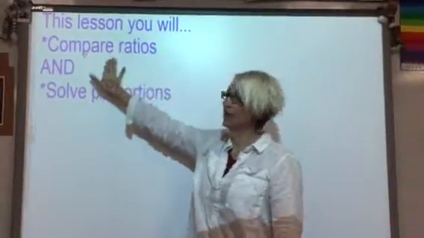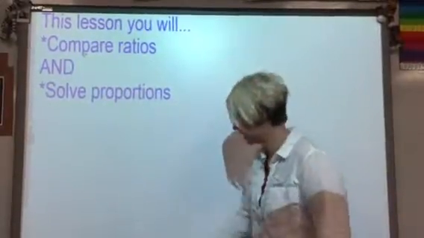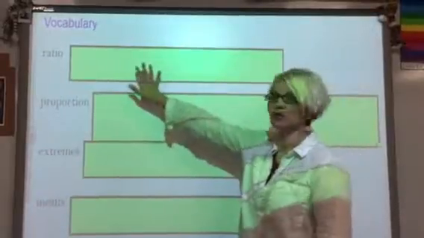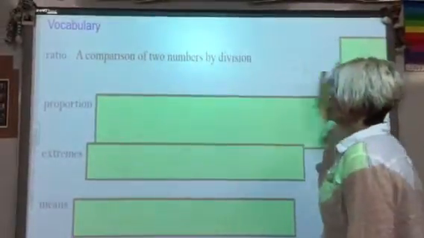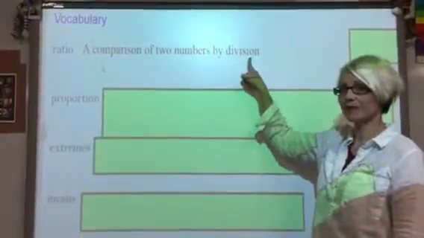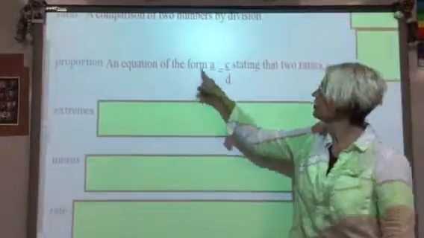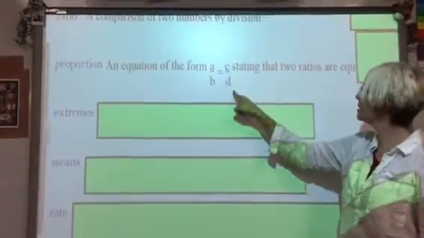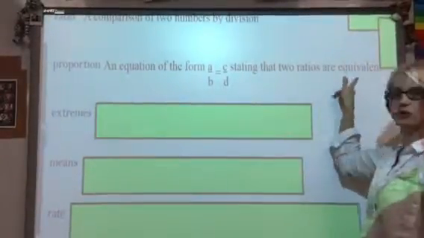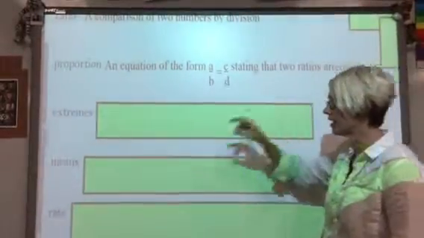In this lesson, you will compare ratios and solve proportions. And we have quite a few vocabulary words today. First of all, a ratio is a comparison of two numbers by division. A proportion is an equation of the form A over B equals C over D, stating that the two ratios are equivalent, and I'll show you some ways to check that.